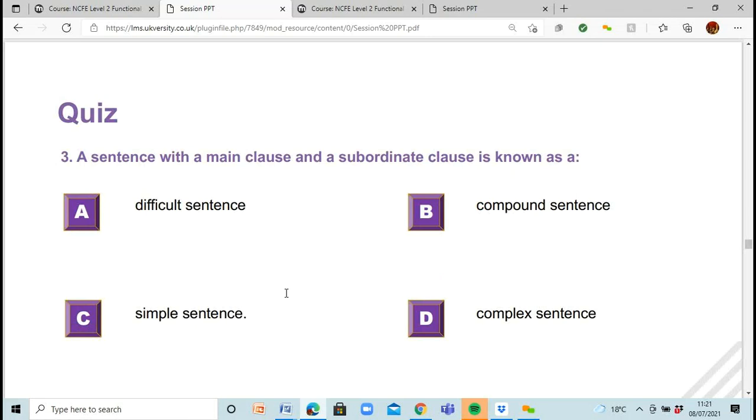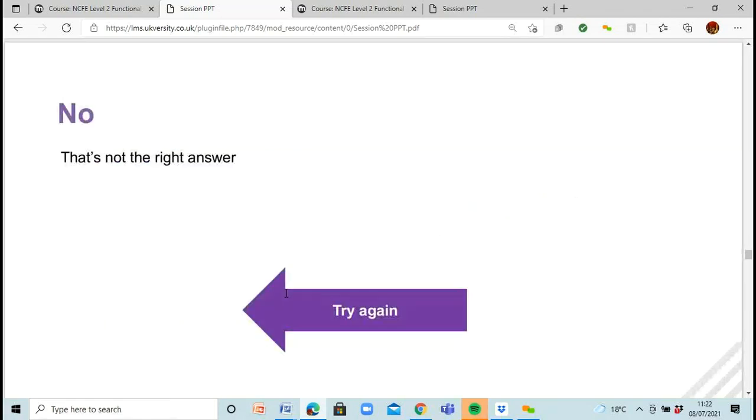So, a sentence with a main clause and a subordinate clause is known as A, difficult sentence, B, compound sentence, C, simple sentence, or D, complex sentence. D. Yes, well done. Very well done.